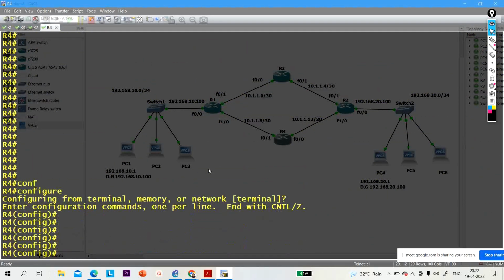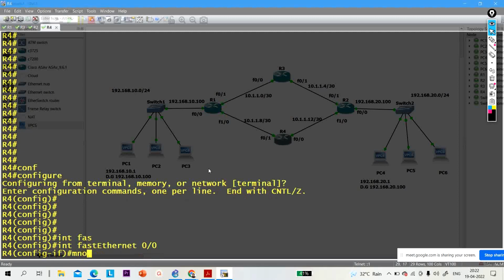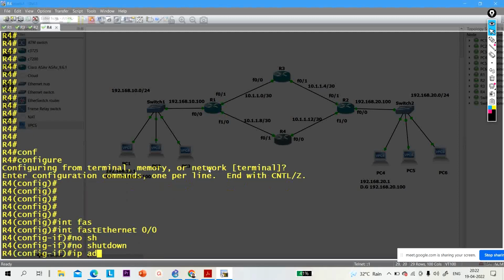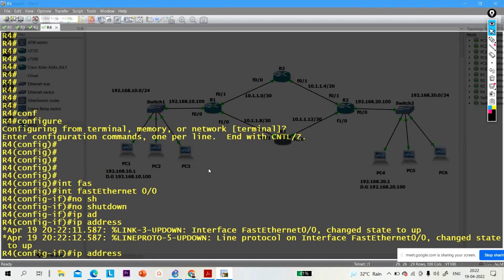Configure terminal, interface FastEthernet 0/0, no shutdown. The IP address on 0/0 will be 10.1.1.13 with mask 255.255.255.255. Right or wrong? Right, yes. Okay.